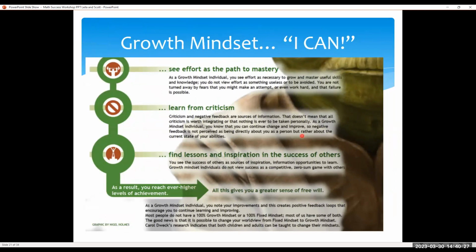I'm not going to stop just because I had a setback. You learn from criticism, and criticism doesn't have to mean you're bad. It doesn't mean that. Criticism is anything that is critical of what you're doing. Find lessons and inspiration in the success of others. If you're sitting next to someone and they're doing well, maybe instead of saying, oh, they really knew it, they're born with it, you could ask them, hey, how are you studying for this class? What's working well for you that I might be able to take? But don't think about them as an enemy or competition. They are a resource, just like your teacher is.